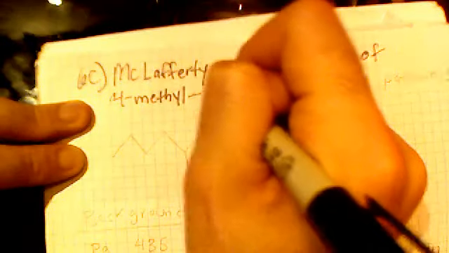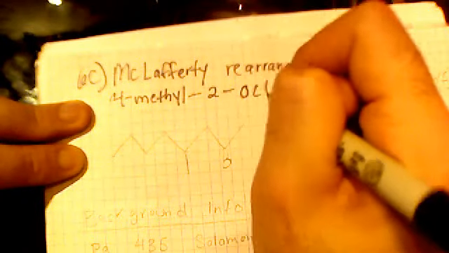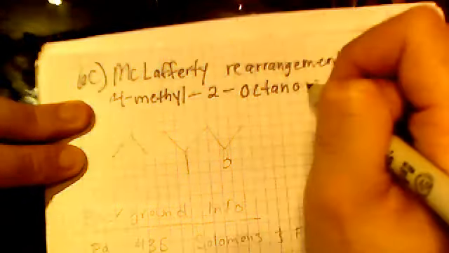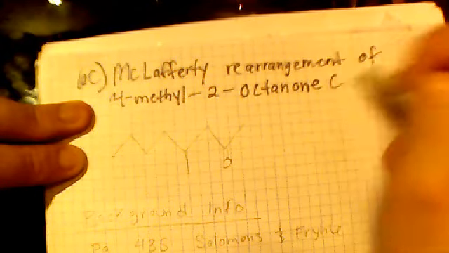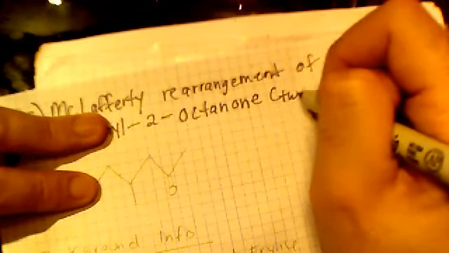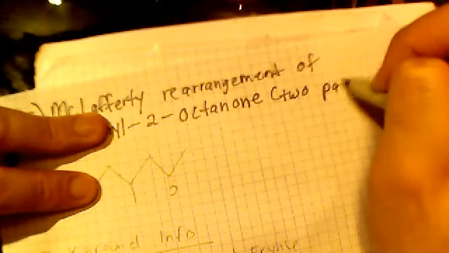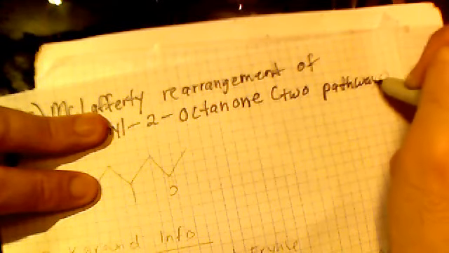of 4-methyl 2-octanone. It's a ketone. And again, they put this 2 pathways. I don't know what they mean by this. Secret to me. If somebody knows, you can let me know.